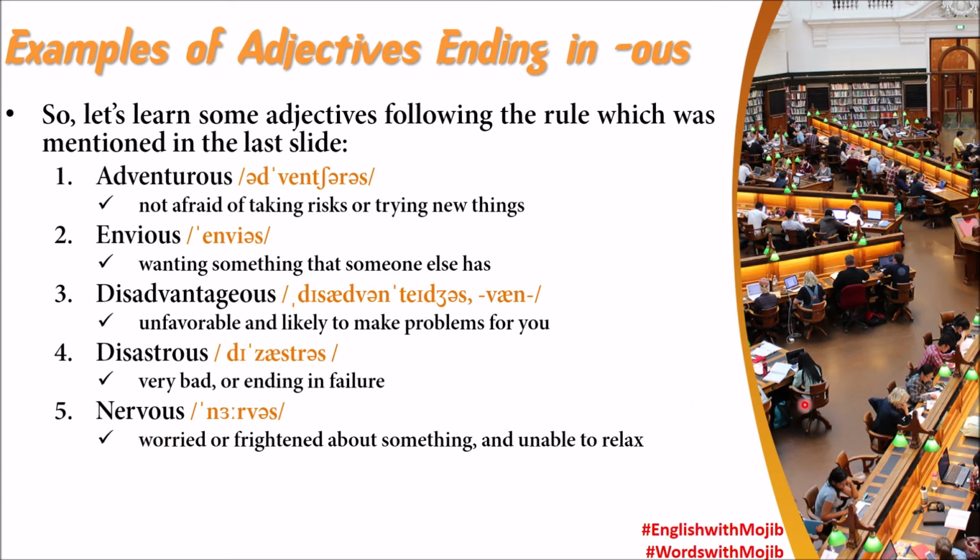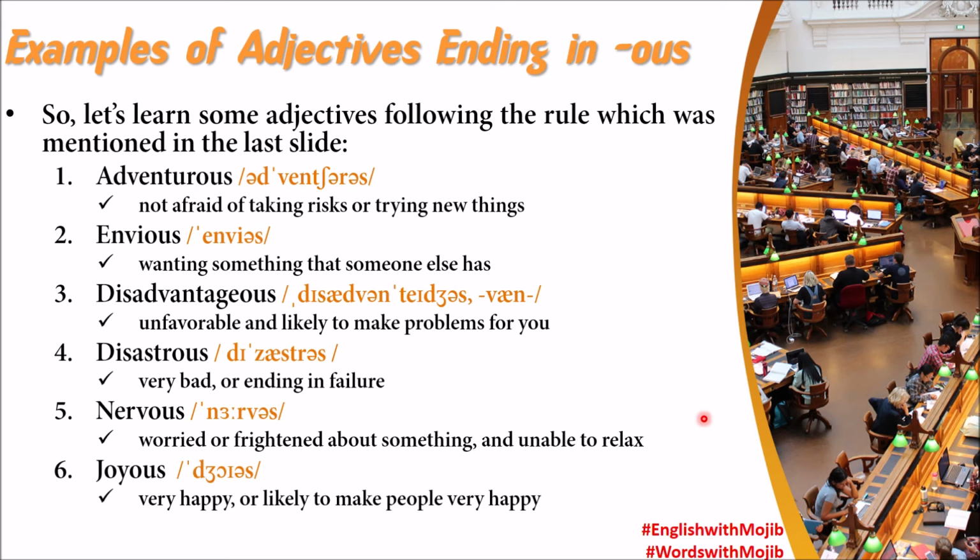Nerve. And the last one, joyous: very happy or likely to make people very happy. For example, a joyous trip. And joyous is made of the noun joy.